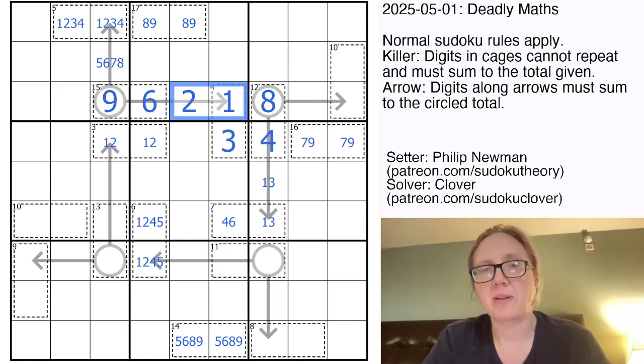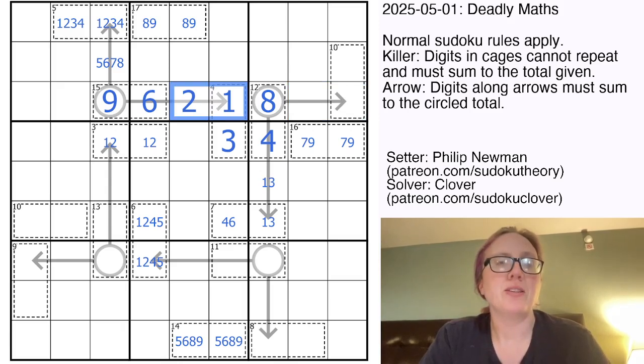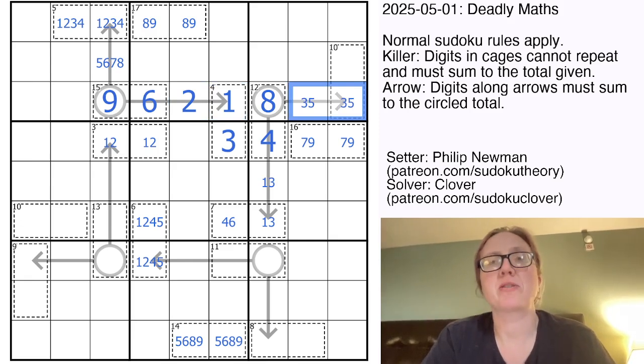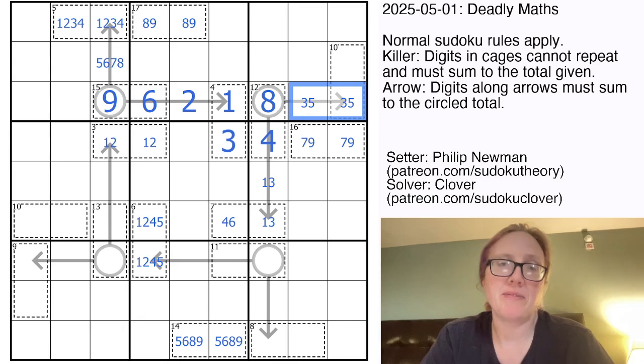I tend to do this when I'm looking at sums along arrows. Look for just low digits that are used or just for high digits that are used. And here I've noticed 2 of my possible low digits have been used. So we must be using our other remaining low digit, which is 3. So that's going to be 3 plus 5.